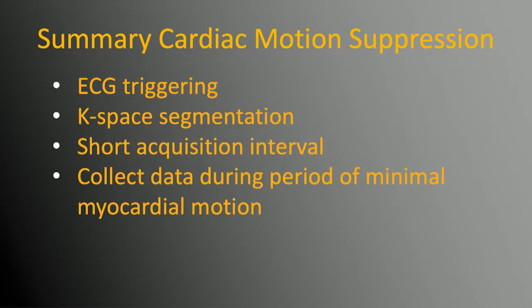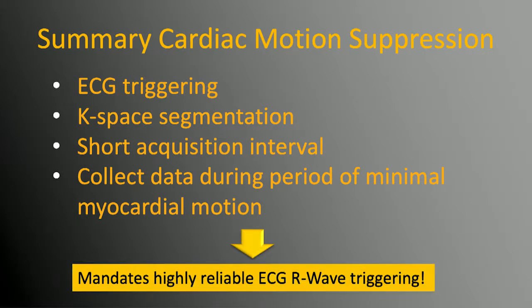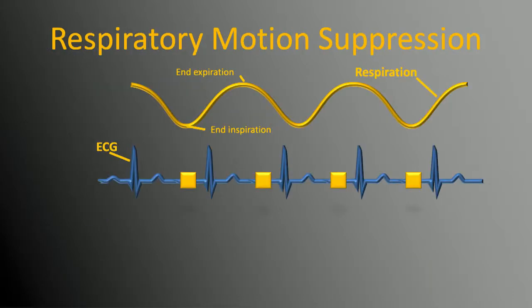So in summary, how can we suppress cardiac motion? Well, the mainstay certainly is EKG gating or triggering. We segment case-based. We split up the acquisition into multiple acquisitions. We try to keep the acquisition intervals relatively short, and we also tend to acquire the images during a period of minimal myocardial motion if we are interested in anatomical details. However, this puts a major emphasis on the quality of how we get the EKG to trigger on.